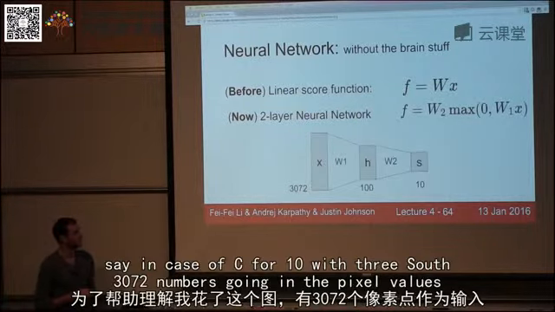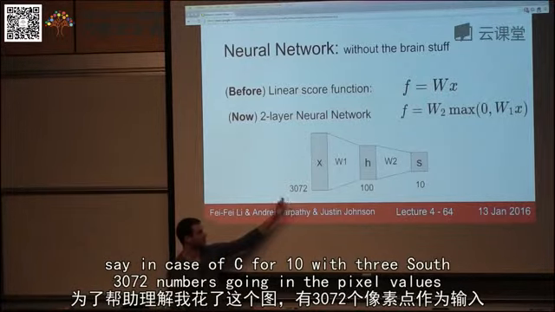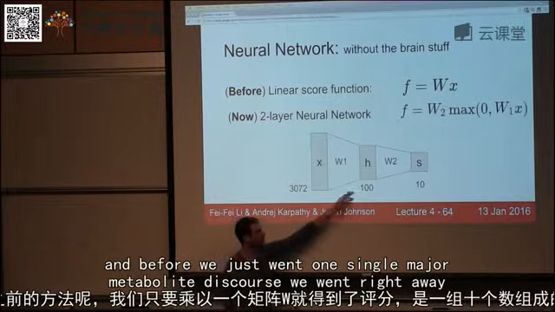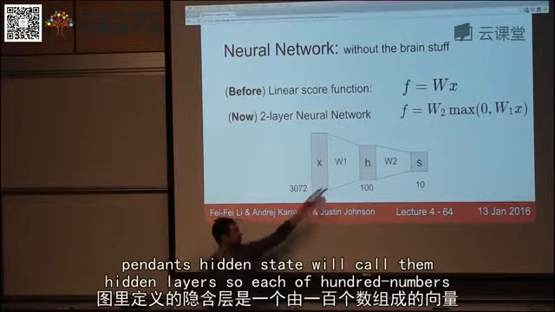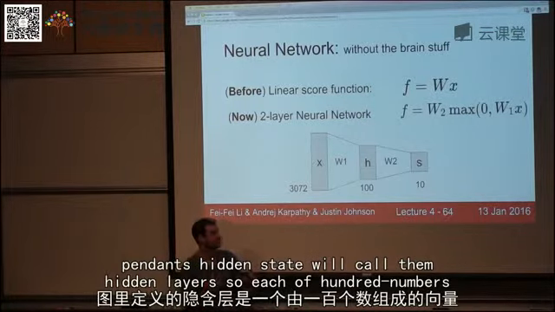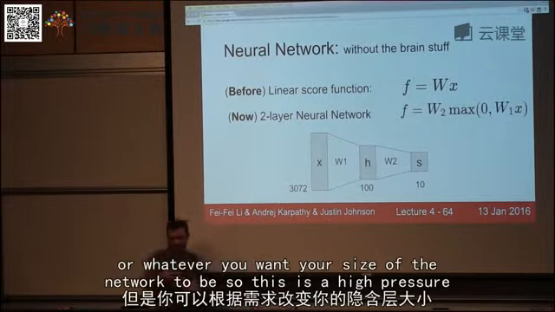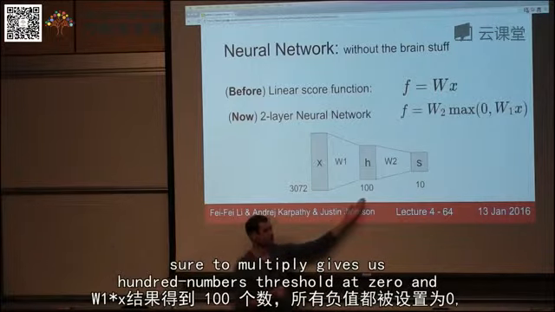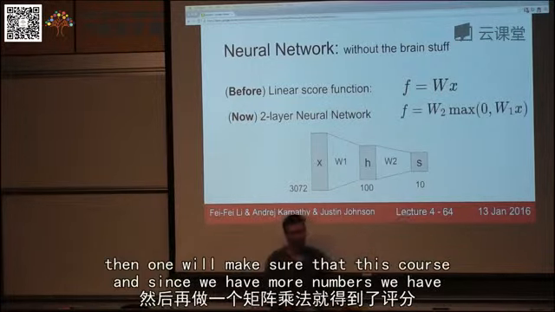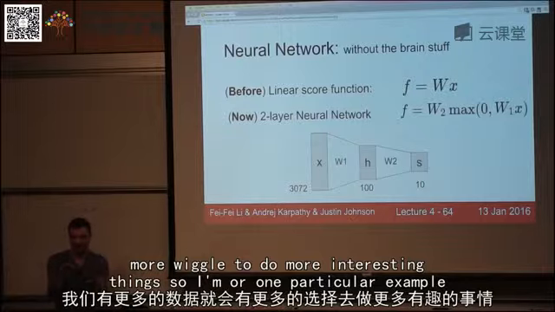And so if I was to draw this, say in case of CIFAR-10, we have 3,072 numbers going in. Those are the pixel values. And before, we just went one single matrix multiply to scores. We went right away to 10 numbers. But now we get to go through this intermediate representation of a hidden state. We'll call them hidden layers. So a hidden vector h of 100 numbers, say, or whatever you want the size of your neural network to be. So this is a hyperparameter that's, say, 100. And we go through this intermediate representation. So matrix multiply gives us 100 numbers, threshold at 0, and then one more matrix multiply to get the scores. And since we have more numbers, we have more wiggle room to do more interesting things.